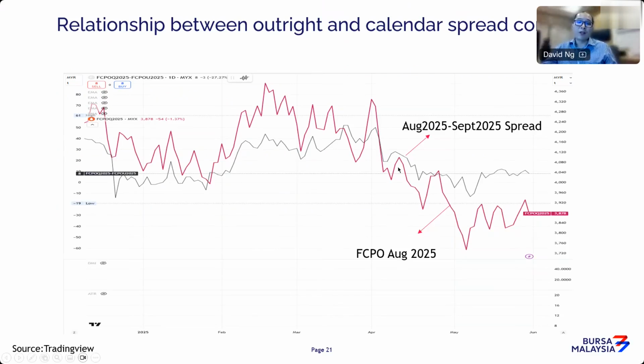Now, if you just look at it, the movement between outright and calendar spreads actually coincide quite closely. Every time you see strong outright movement, you could also expect similar movement in the calendar spread. For example, here the red one is showing you the FCPO August outright contract. If you compare that with your August-September calendar spread, you can see that whenever August starts to rise, your spread contract will most likely also rise in tandem. And when the August contract starts to decrease, you also see the August-September calendar spread start to decrease. So the outright movement and the calendar spread movements are quite similar.